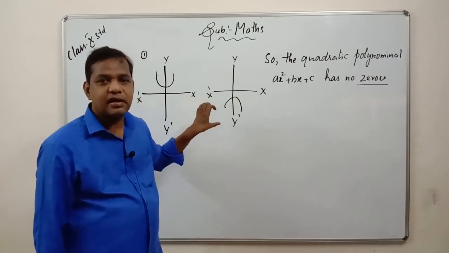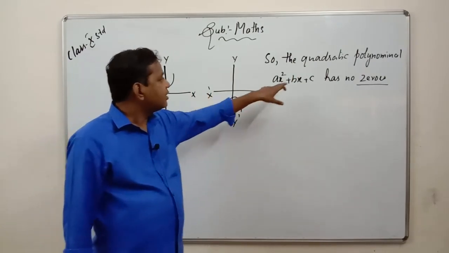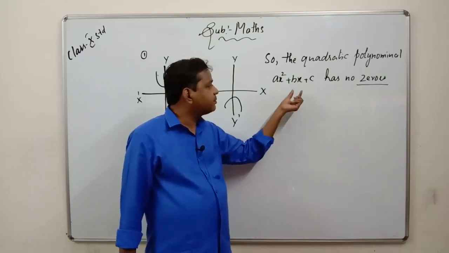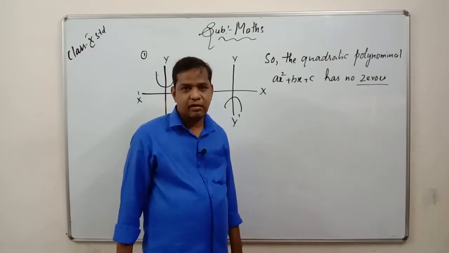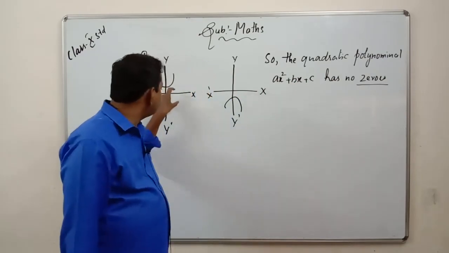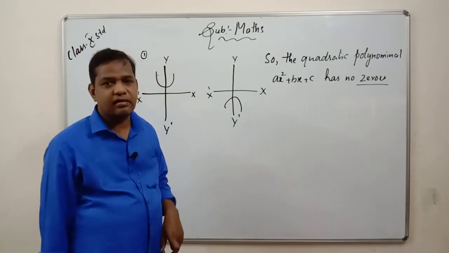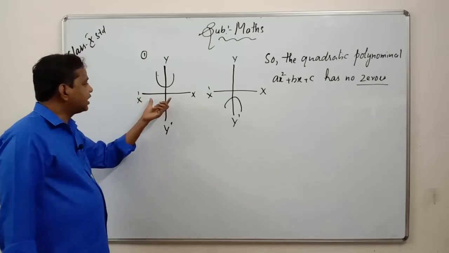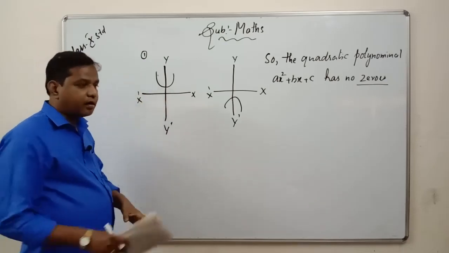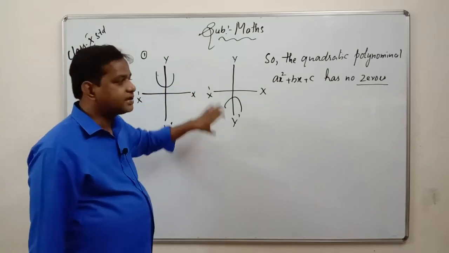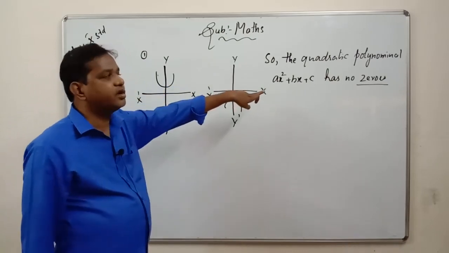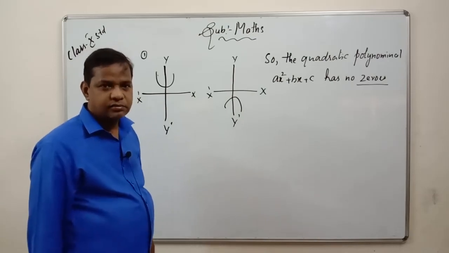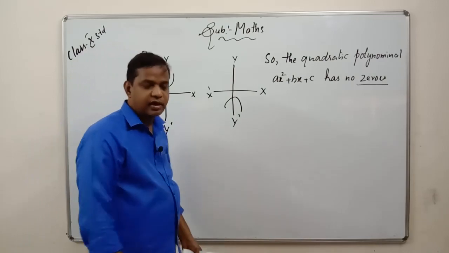When the parabola is not touching the x-axis, that indicates that the quadratic polynomial, the general form ax square plus bx plus c, has no zeros at all, because at least they have to touch the x-axis at some point or other. Here clearly the parabola is not touching the x-axis in figure 1 or in this figure also. So these types of quadratic polynomials, ax square plus bx plus c, we say have no zeros at all. Okay.